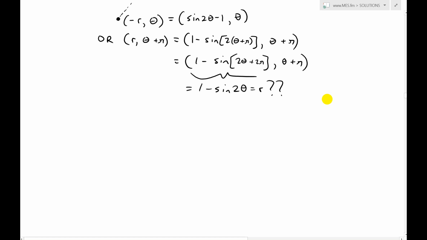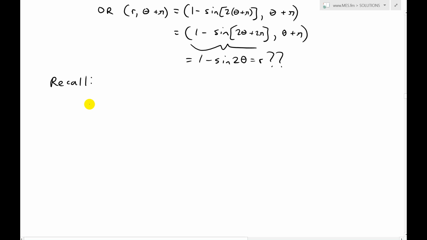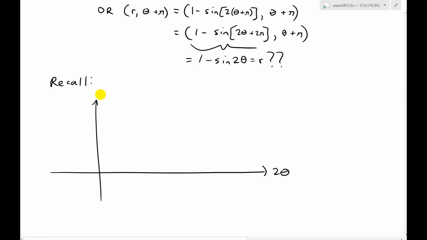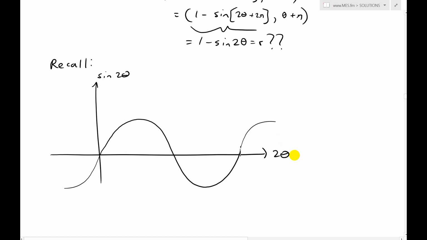Recall that the sine curve function looks something like this. Let's write it over here. If this is 2 theta, and this is sine 2 theta, recall it looks something like this, goes up and then down and then repeats itself like this. Similar across here, it just repeats itself. At this point here it's 0. At this point right here, this is 2 pi.